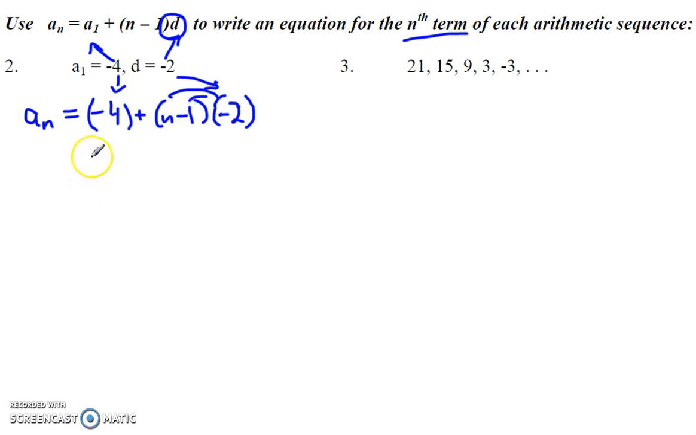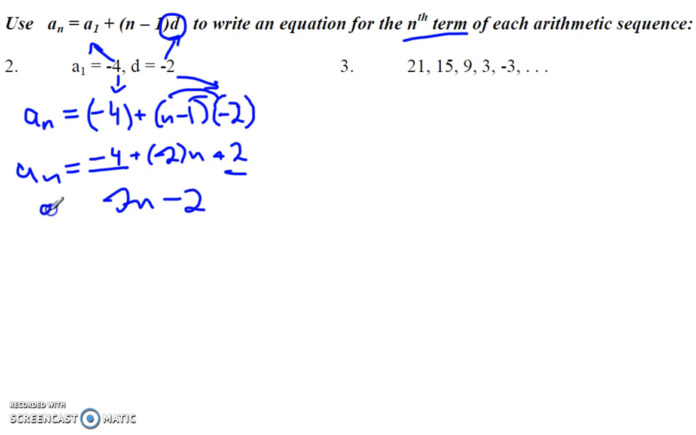Distributive property here, we get negative 4 plus, this is going to be negative 2 times n, and negative 2 times 1 is positive 2. You can combine like terms here, so we get negative 2n, negative 4 and positive 2 is negative 2. So A of n is equal to negative 2n minus 2.